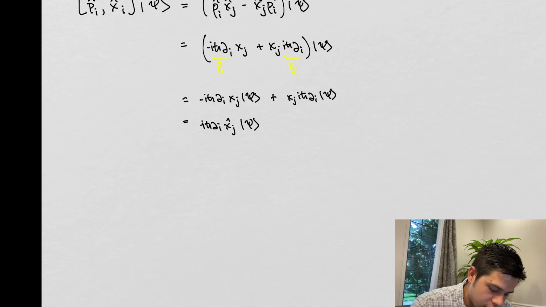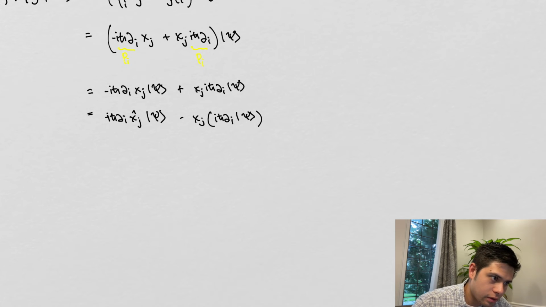because the idea here is we're taking the derivative of, here, I'll write this out first. I can't speak and write at the same time. i h-bar d_i, oops. Like that. And then plus x_j minus i h-bar d_i, like so.